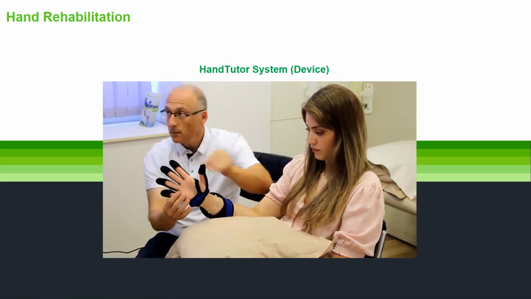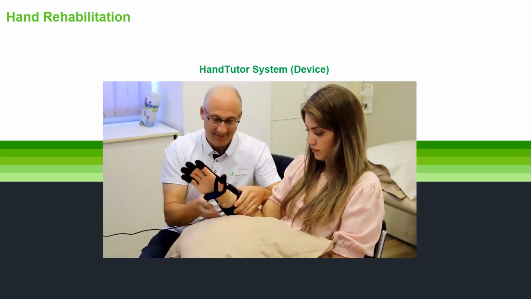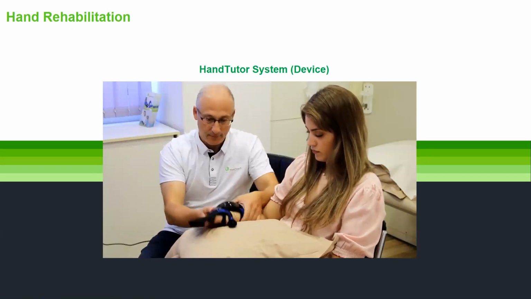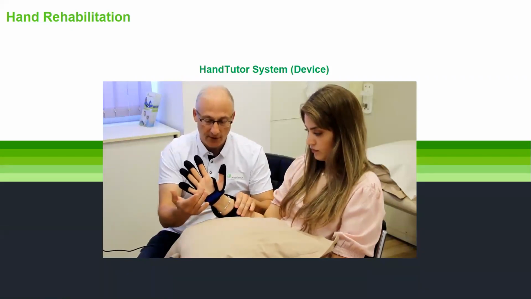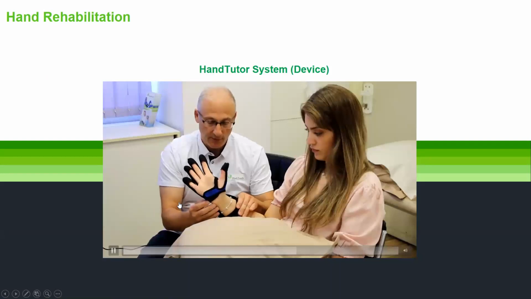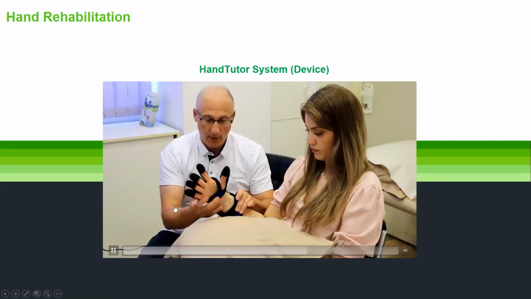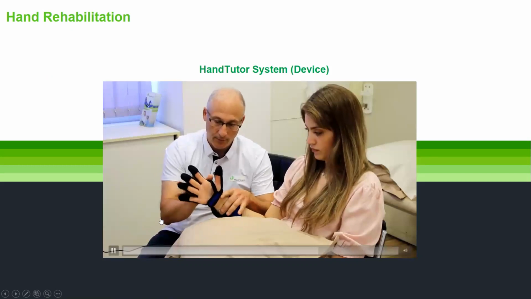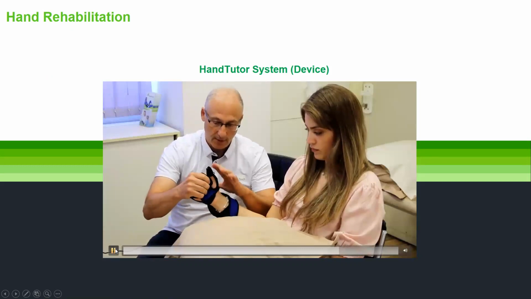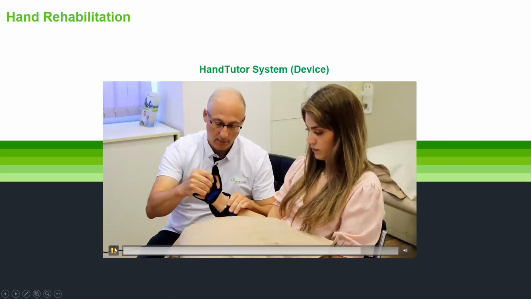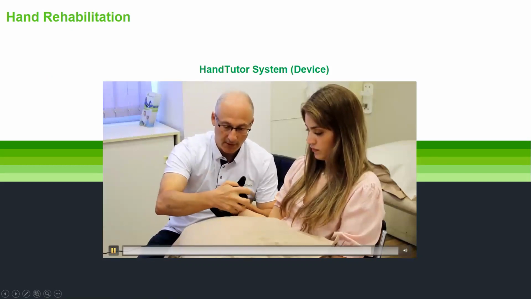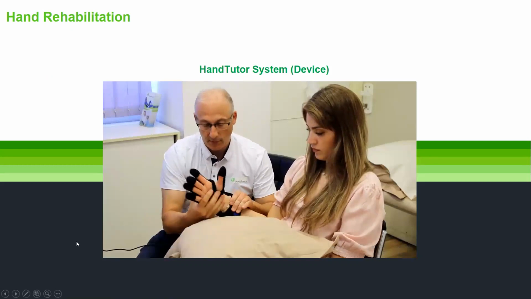Once the hand tutor has been fitted, exercise practice can be facilitated of the fingers and also of the wrist. So here we see flexion and extension of the fingers, and extension and flexion of the wrist. The combination of both finger flexion and extension can also be achieved and coordinated with wrist extension and wrist flexion.